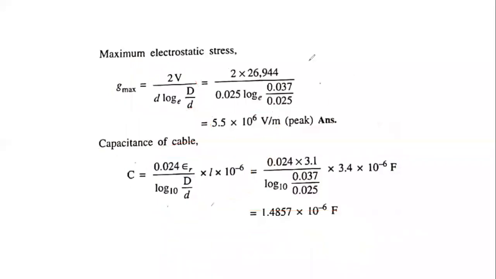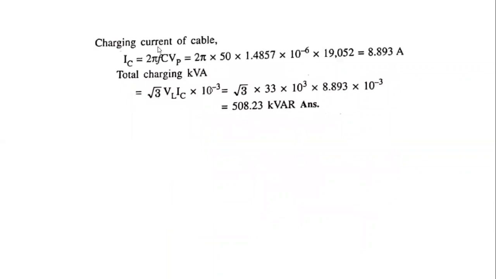Next, the charging current. The formula is I C equals 2 pi F C V phase, where C is the capacitance, F is the supply frequency, and V phase is the voltage across the phase. That is 2 pi into 50, with the capacitance derived previously and the phase voltage. This is the total charging current of the cable.